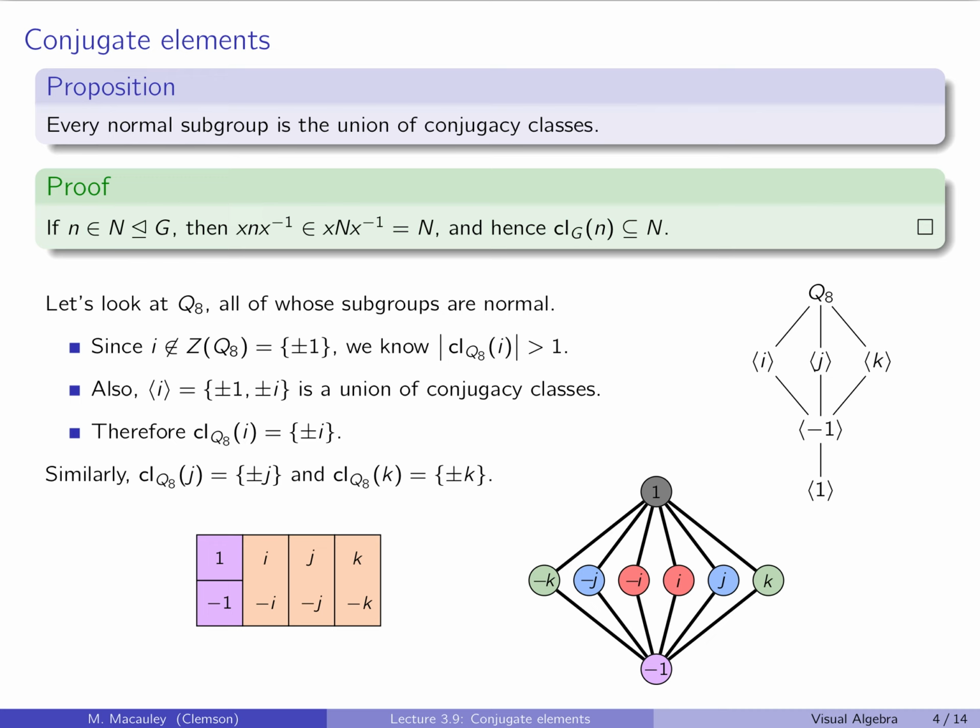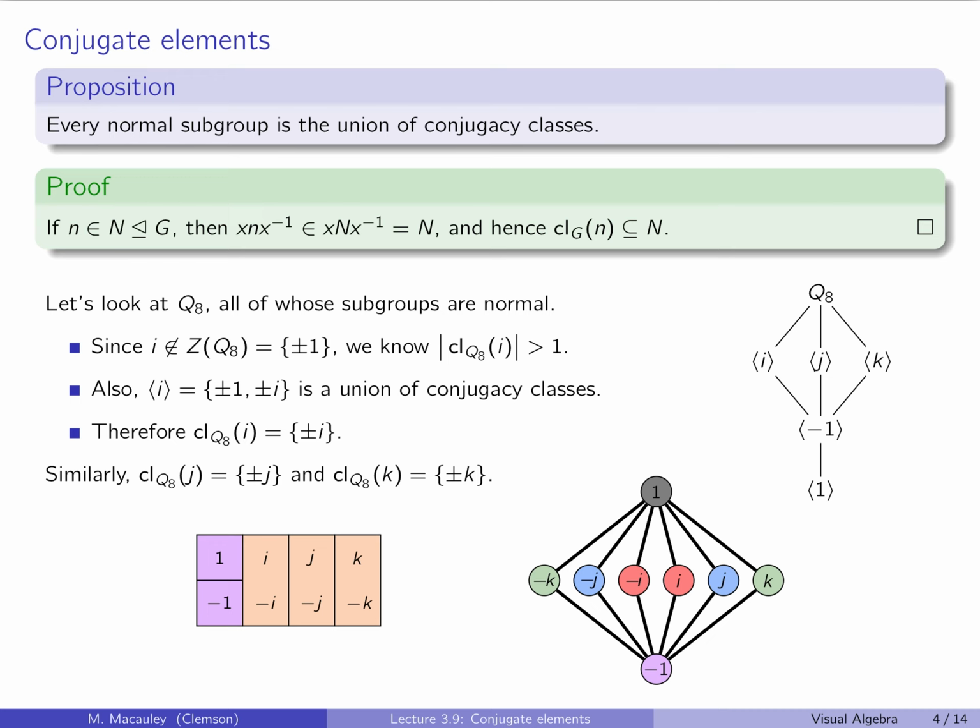Let's now look at the quaternion group, all of whose subgroups are normal. And let's partition it into conjugacy classes. And I'm not going to actually compute any conjugations, which is the brute force way to do it. So let's take this subgroup, which is normal, generated by i, and we know that i is not central because the center is just plus or minus 1. That means that the conjugacy class containing i has to have size bigger than 1, so 2 or more. But we also know that this subgroup generated by i of size 4 is a union of conjugacy classes.